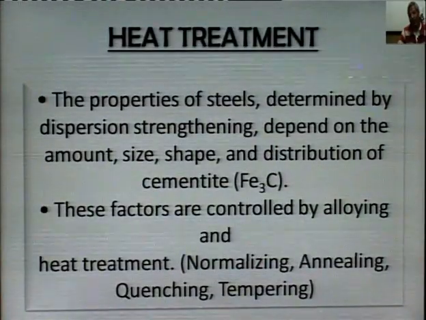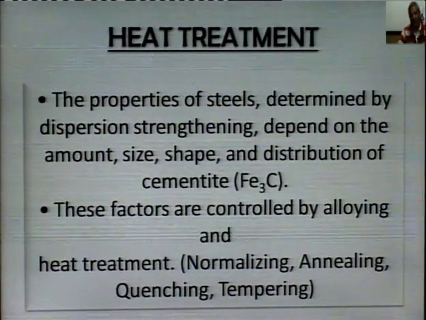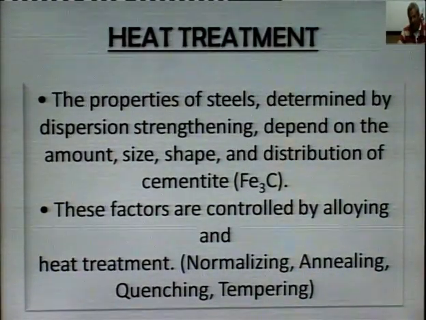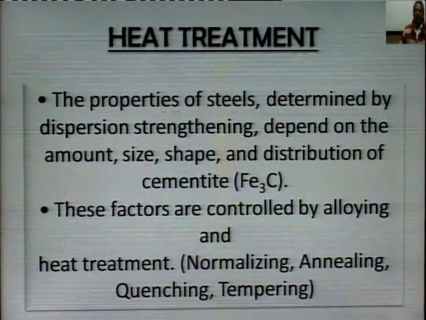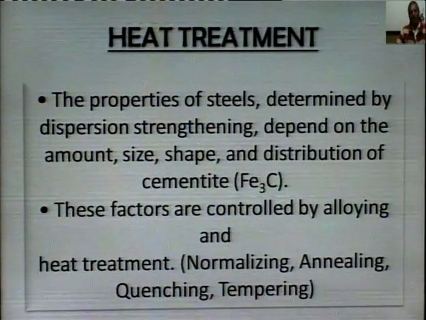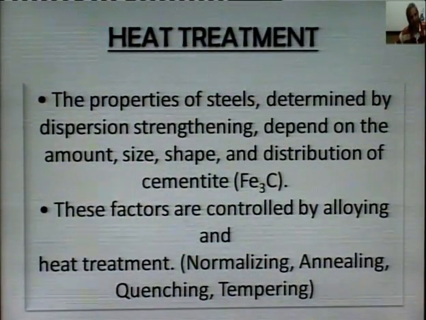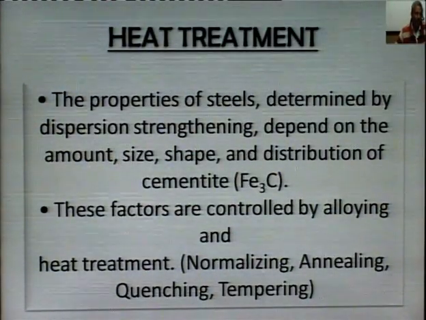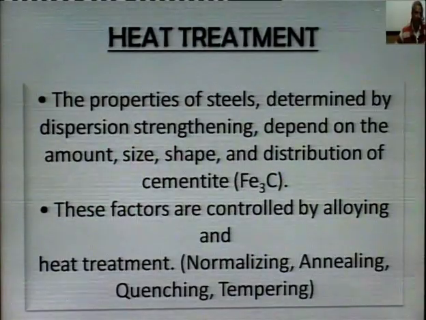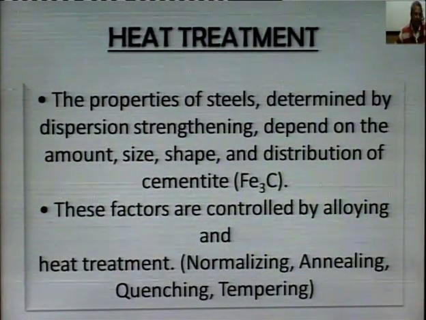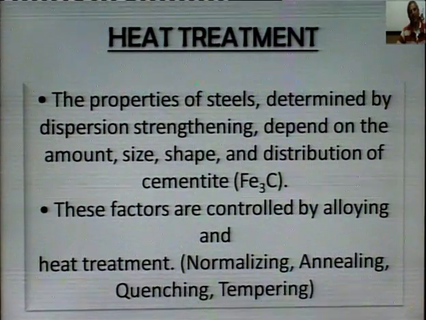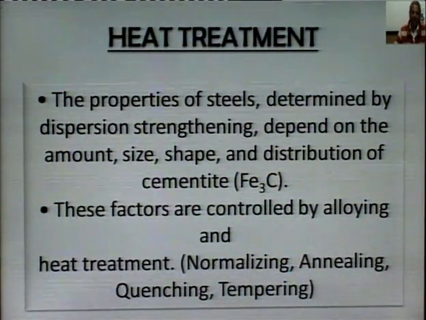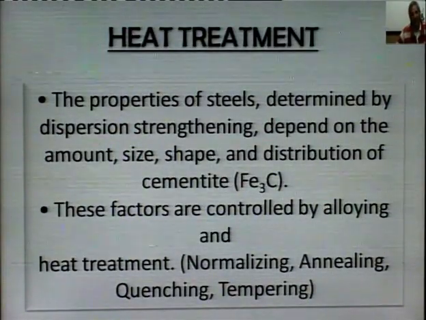We will get different types of iron from mixing iron with carbon. So we will get scissors, blades, hammers. So different types of material are obtained by using heat treatment. That heat treatment is known as normalizing, annealing, quenching and tempering.